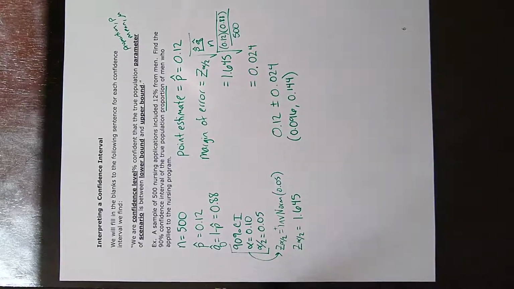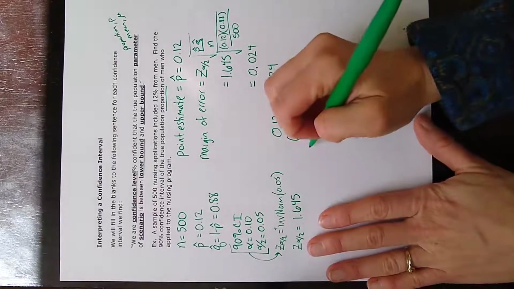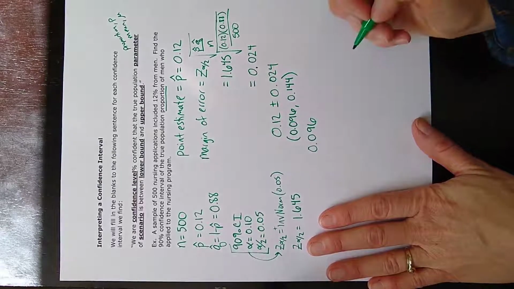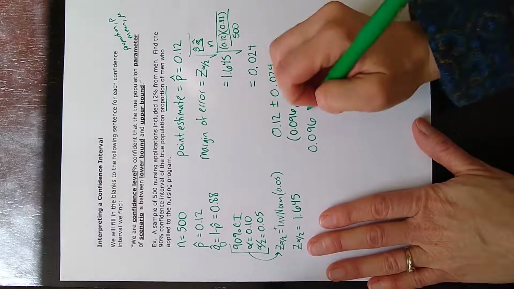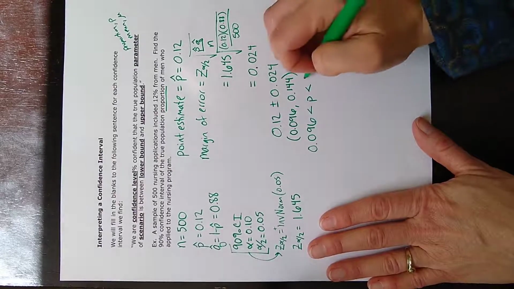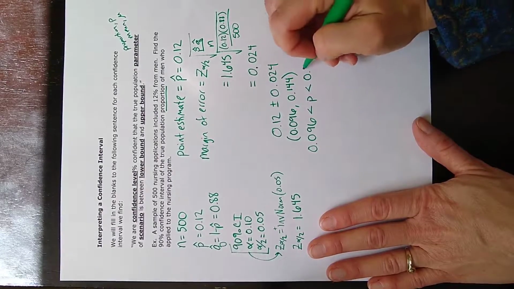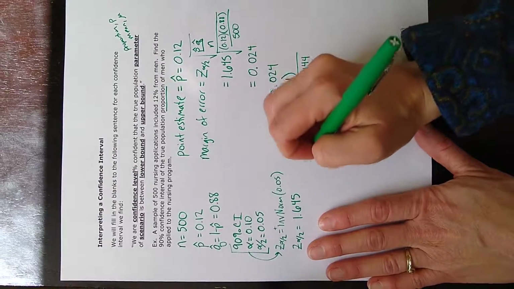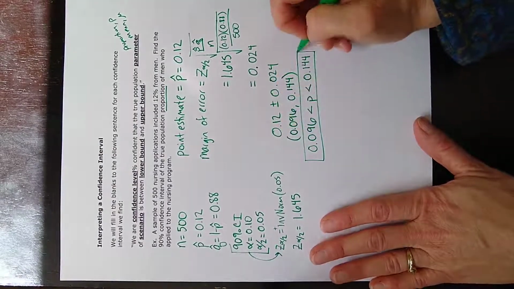That's one way to write the confidence interval. I've told you that the way I prefer is with an inequality. So 0.096 is less than p, not p hat, but the real true p, and p is less than 0.144. So this is our confidence interval.